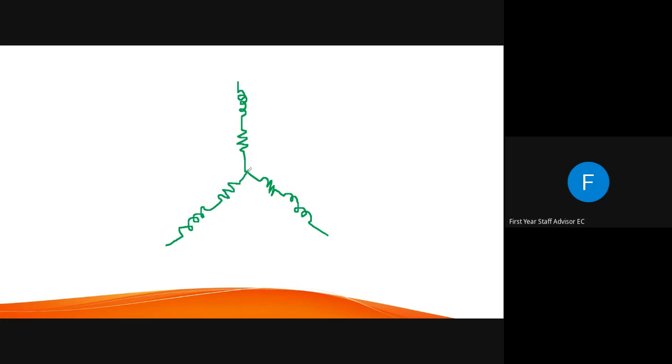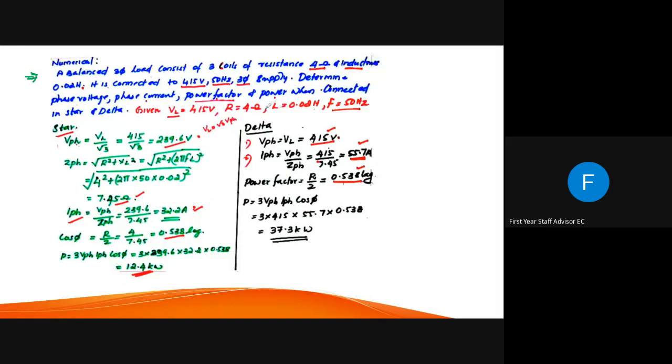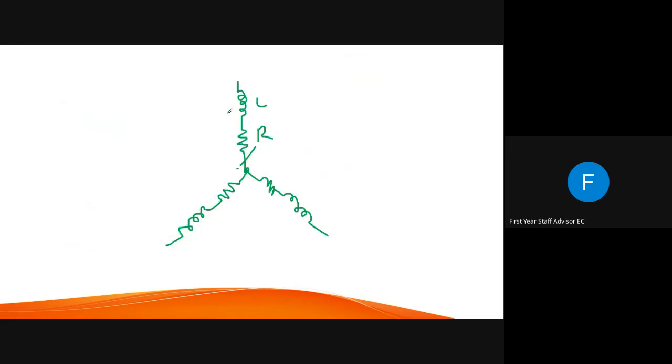It is not a pure inductive circuit. There is a resistance R and also L. What is the value of L? R is 4 ohm, L is 0.02 Henry. So R is equal to 4 ohm. L is equal to 0.02 Henry. What else have they given?